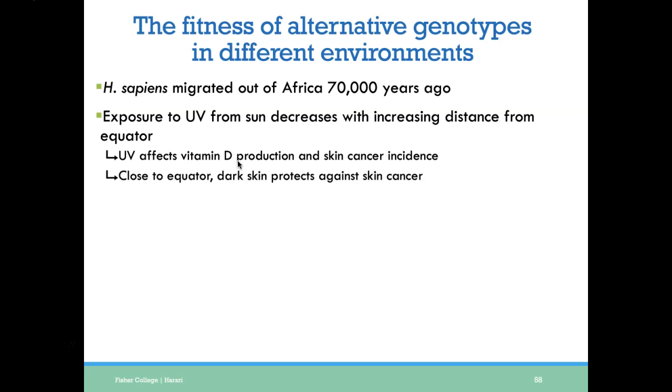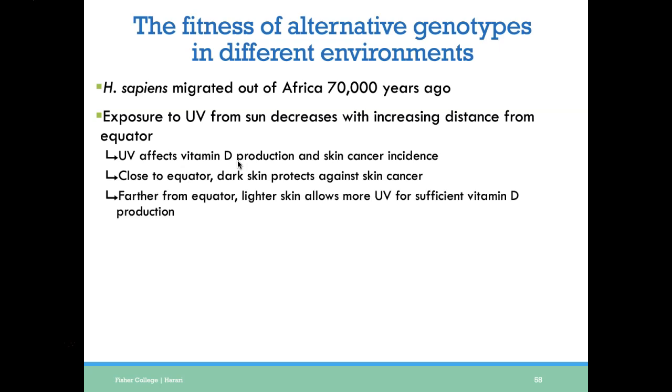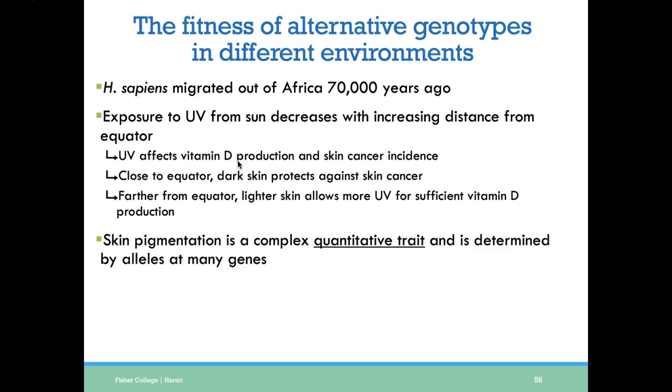And individuals who live close to the equator have darker skin, which normally protects against skin cancer. So melanin is a pigment that can shield DNA from UV light, so it could shield the DNA from being damaged and prevent skin cancer. Farther from the equator, lighter skin allows for more UV light to penetrate through to make more vitamin D. So there's a trade-off here.